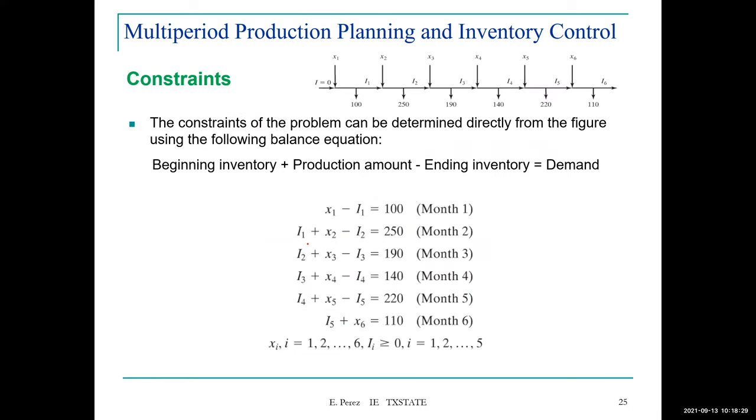So the constraints of the problem can be determined directly from the figure using the following balance equation. Beginning inventory plus the production amount minus the end inventory. This plus this, so inventory at the beginning plus the production minus the end inventory, that has to be equal to the demand. You see here for each month, we have a constraint and the right-hand side for that is equal to the demand for that month.